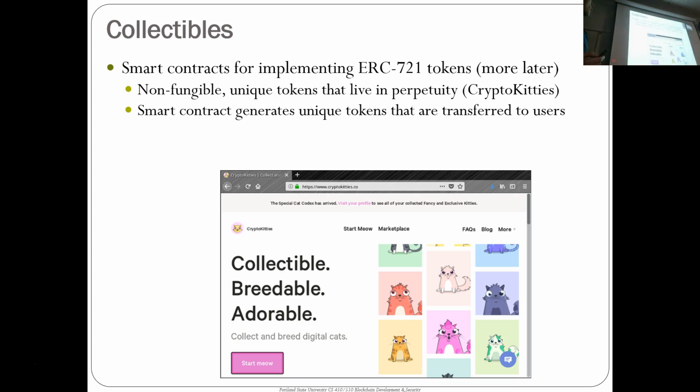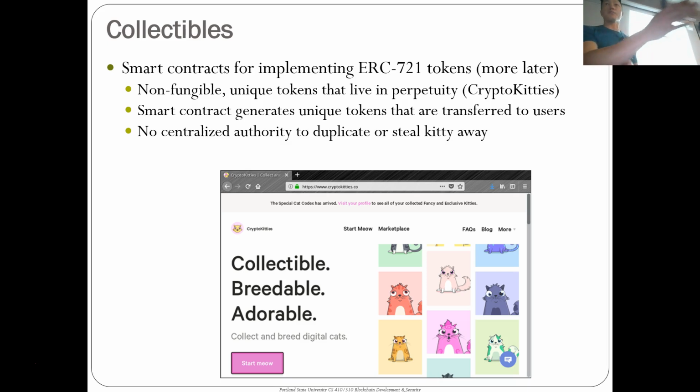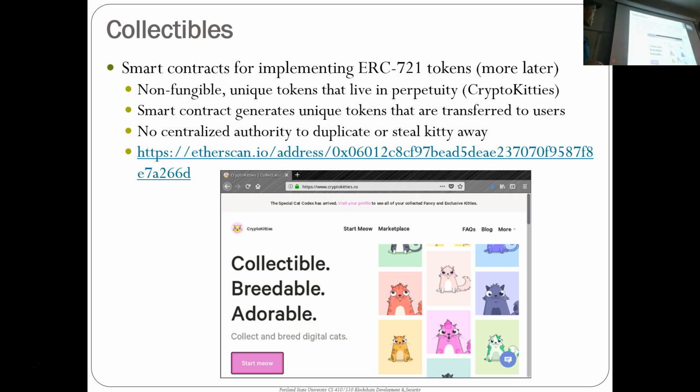The smart contract and the code running it generate these unique tokens with unique properties that are then signed over to the users' wallets as owners. And there's no centralized authority to either duplicate or steal the kitty away. The person who has deployed this CryptoKitties contract isn't able to go and take away your kitty from you. If you have a $1 million kitty, the owner can't go there. You own that kitty because of the way the smart contract is written and the way cryptography is being done. Okay, so that is the contract address if you want to buy yourself a kitty.